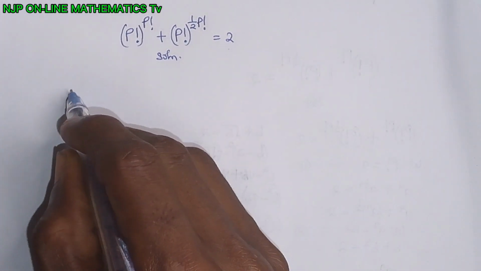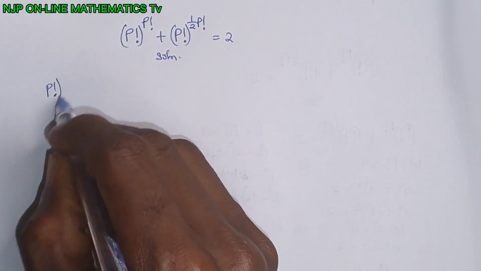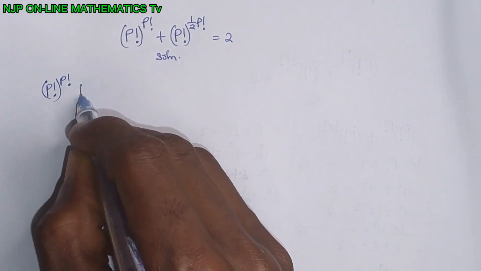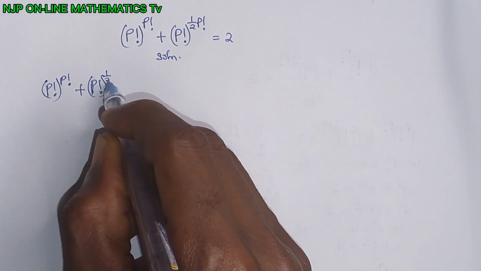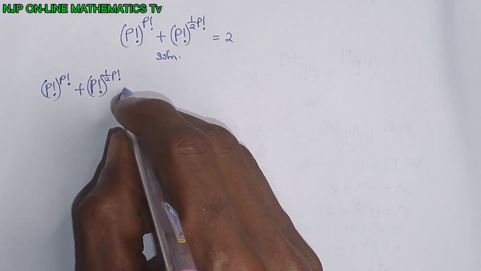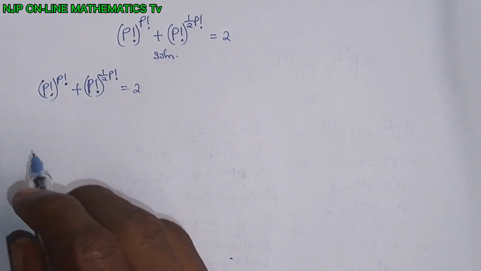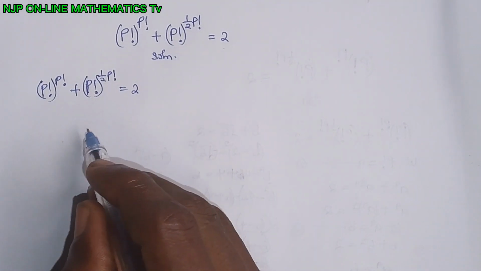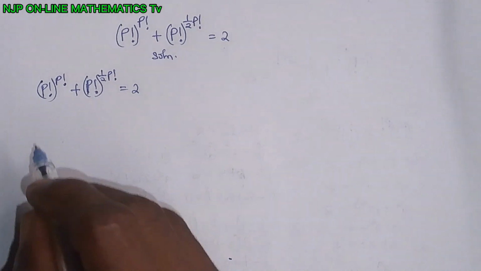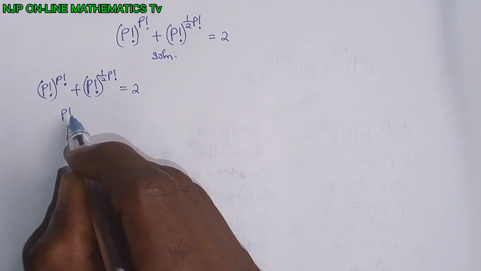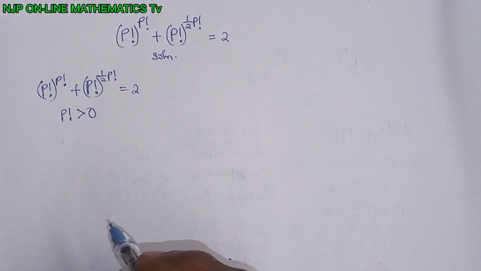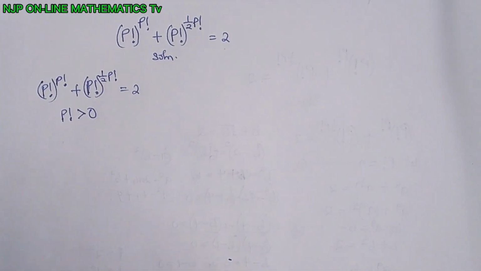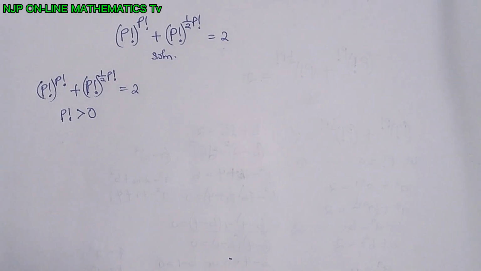So we have the problem (p!)^(p!) + (p!)^(1/2) = 2. From here, we need to take note from the general notation that p factorial for every positive integer must be greater than 0. That is to say that all the values for p factorial must not be less than 1.